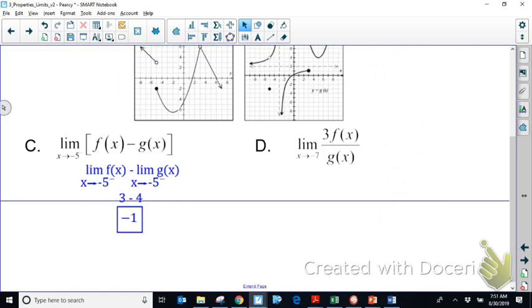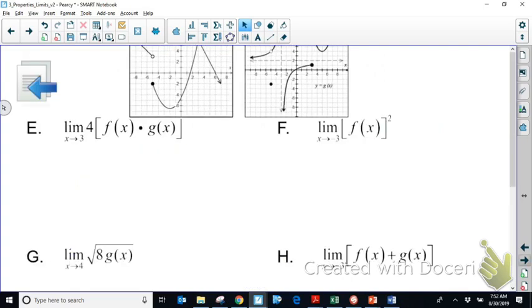Here, on D, it's a combination of the coefficient rule and the quotient rule. And so I'm going to, in the top, say 3 multiplied by the limit of function f as you approach negative 7. And I'm going to divide that by the limit of function g as you approach negative 7. So in the top, you get a 3 times 5 and in the bottom we get a 3, so the entire thing simplifies to be a 5.